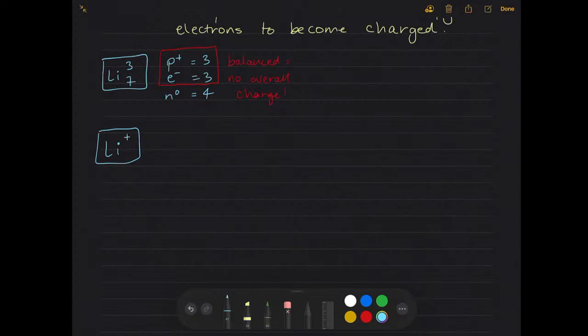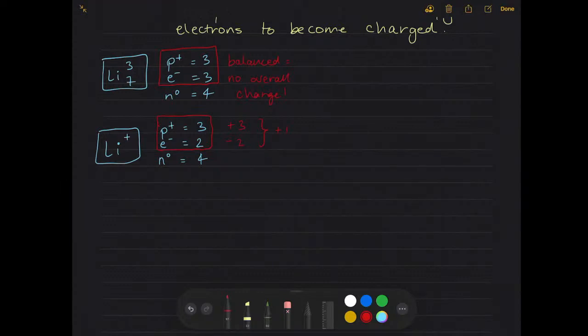So what does that mean in English? That means the protons in lithium will not change, they will still be 3. The neutrons do not change, but the electrons have changed to give an overall charge of +1. And the only way to do that is to lose an electron. Now in this situation, this is like saying +3 minus 2, which equals +1 overall.